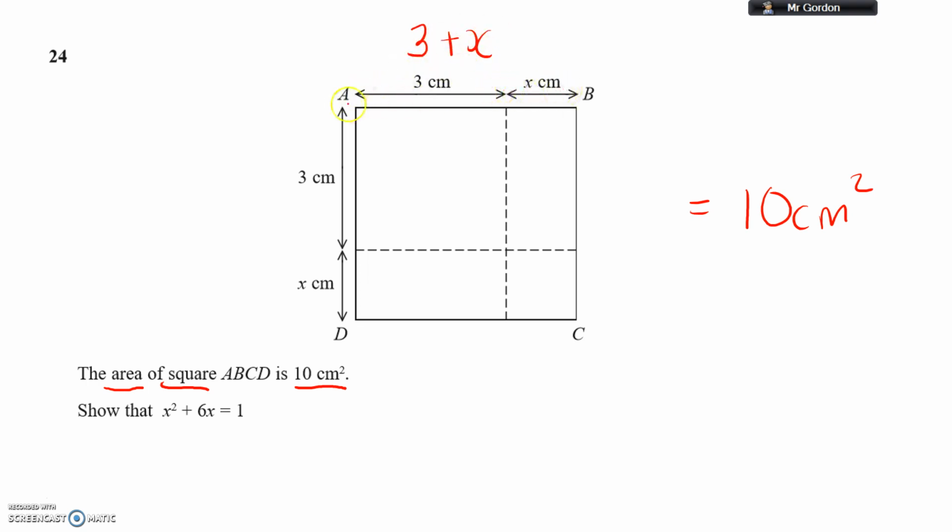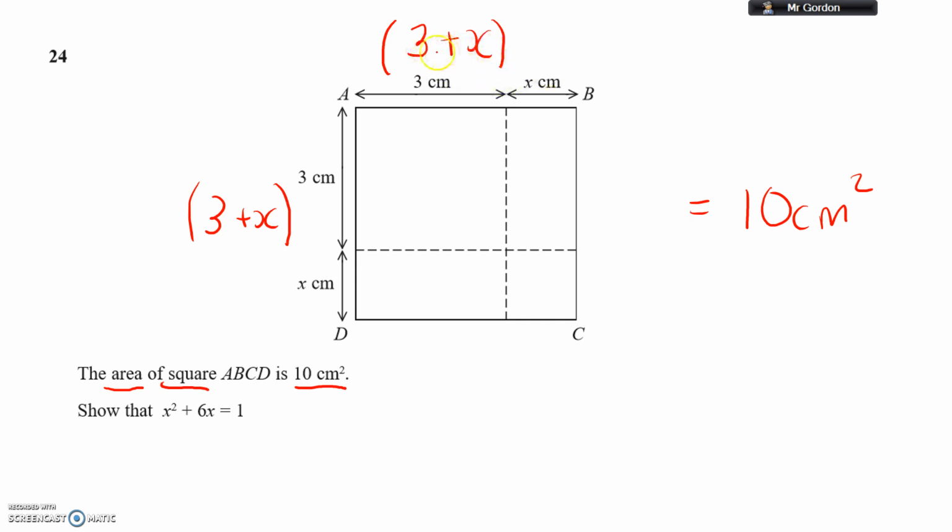3 plus a bit more. 3 plus a bit more. So this side here is also 3 plus x. Okay? That's the side length. Okay. This is the bit they are trying to test you on. Okay? So we've got some algebra for our side lengths. We've got an expression for our side lengths.